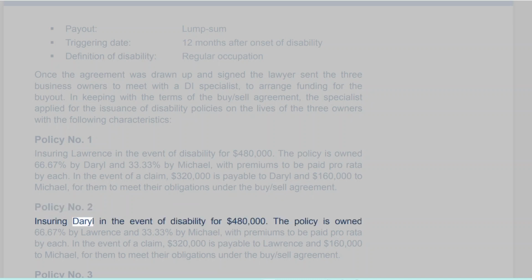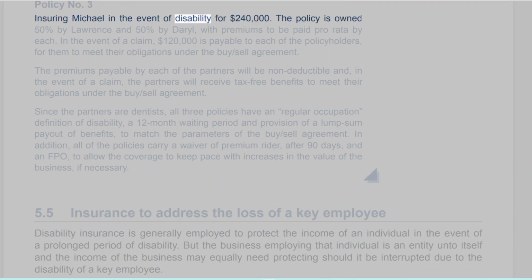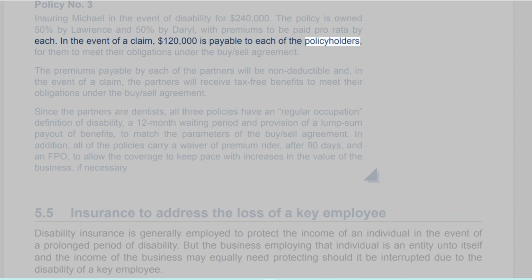Policy number 2, insuring Darrell in the event of disability for $480,000. The policy is owned 66.67% by Lawrence and 33.33% by Michael, with premiums to be paid pro rata by each. In the event of a claim, $320,000 is payable to Lawrence and $160,000 to Michael, for them to meet their obligations under the buy-sell agreement. Policy number 3, insuring Michael in the event of disability for $240,000. The policy is owned 50% by Lawrence and 50% by Darrell, with premiums to be paid pro rata by each. In the event of a claim, $120,000 is payable to each of the policyholders, for them to meet their obligations under the buy-sell agreement.